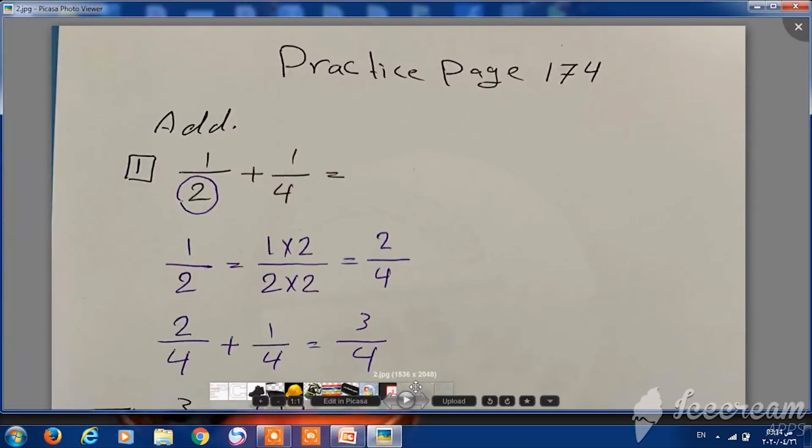Okay, let's practice on page 174. For the first time, please listen to me carefully. After that we can write in the mathematics notebook.